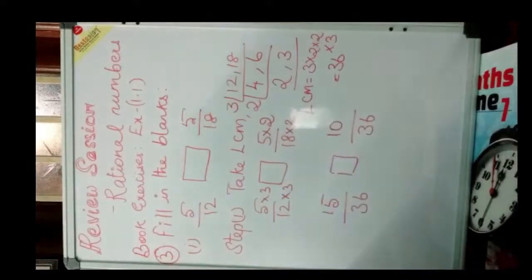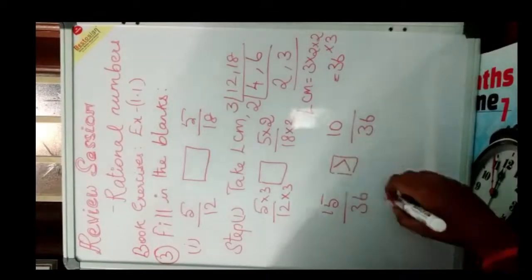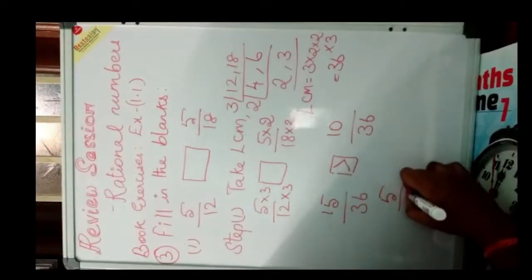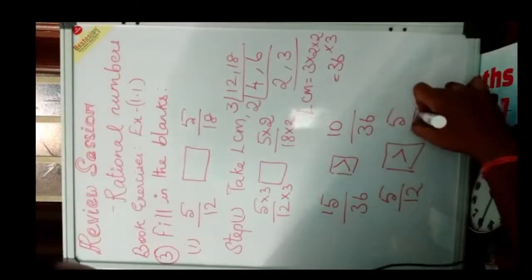So now you can see 15 is greater than 10. So therefore this is greater. So the answer is 5 by 12 is greater than 5 by 18.